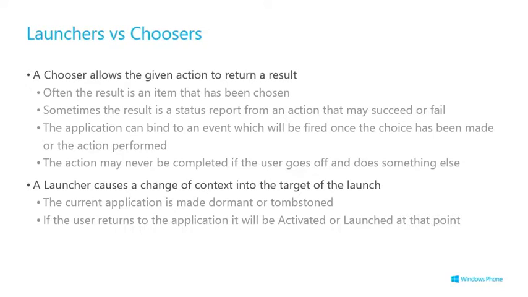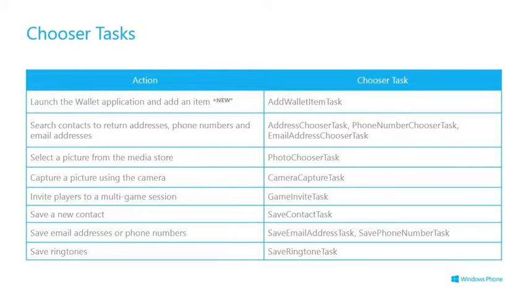Just to reiterate what I said before, a chooser gets some kind of return value back, and a launcher actually launches another app, and that's where you go. The current application is dormant until Tombstone. So this is the entire list of the choosers in Windows Phone 8. The new ones are highlighted there.